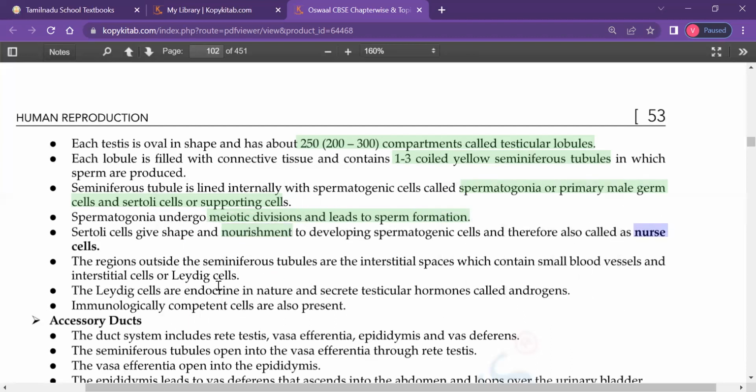All right. The region outside the seminiferous tubules is the interstitial space, which contains small blood vessels and interstitial cells or Leydig cells. Leydig cells are endocrine in nature and secrete the testicular hormone called androgen. Immunological component cells are also present.